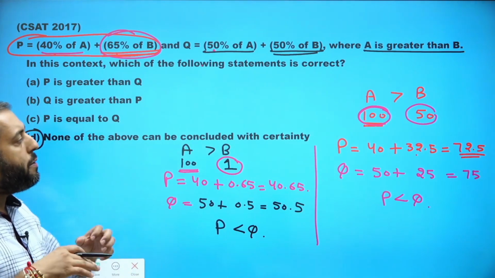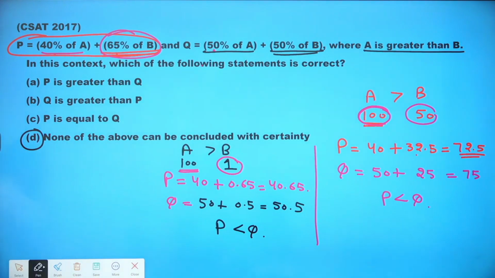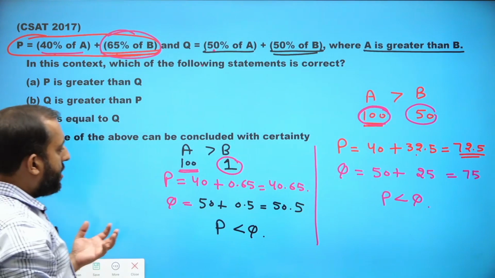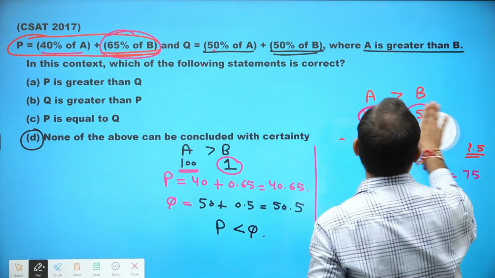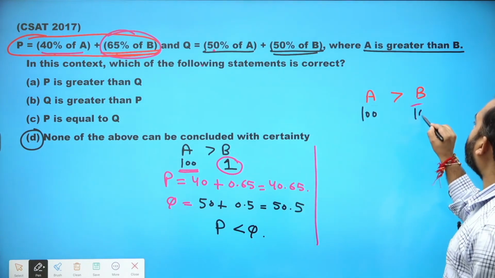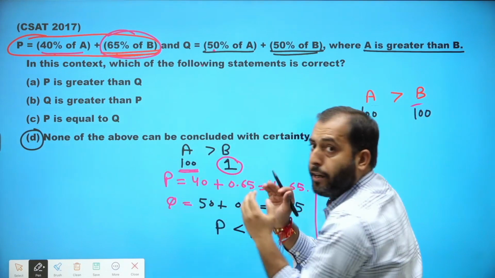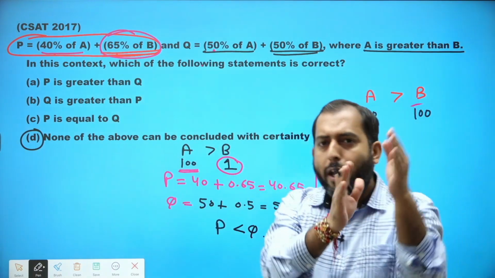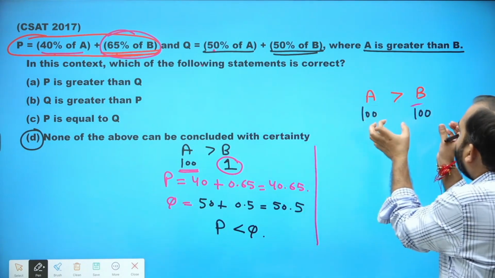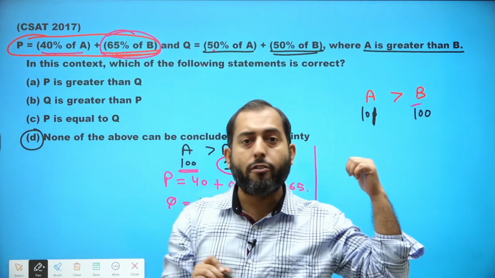Now let me make some more changes here. Suppose A is 101 and B is 100. In the previous cases, the difference between A and B was very large and still A was greater than B. Now, the difference between A and B is very small. Let's talk about the situation for this case.